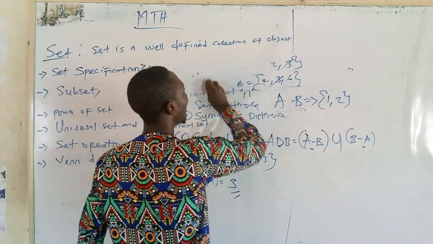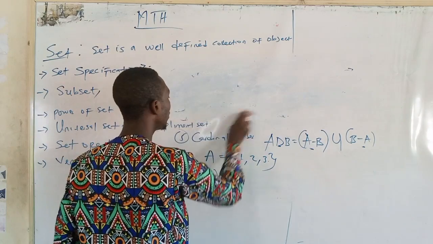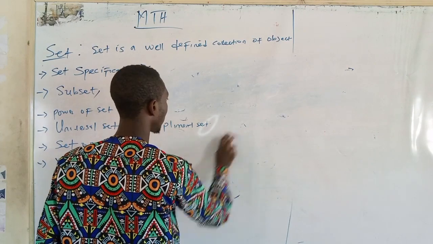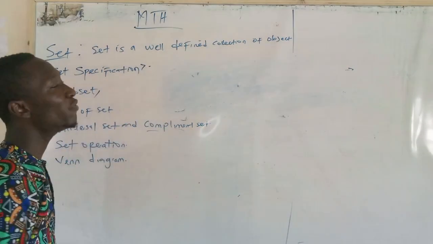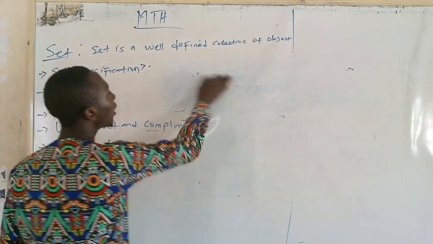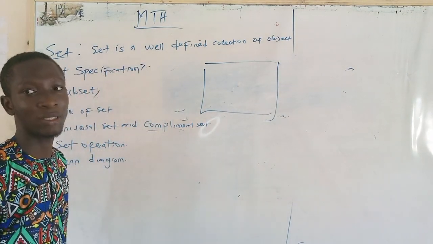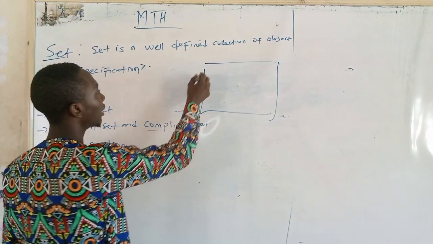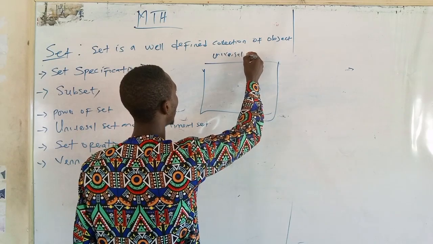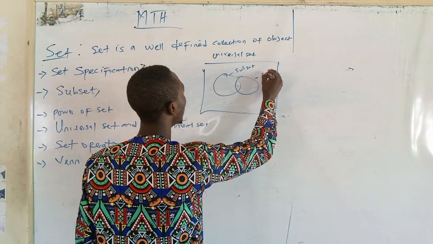Last but not the least, the next one is the Venn diagram. A Venn diagram is just a representation of sets with a rectangle and circles. If you represent sets this way, it is called a Venn diagram. The outer shape denotes the universal set, and the circles denote subsets.